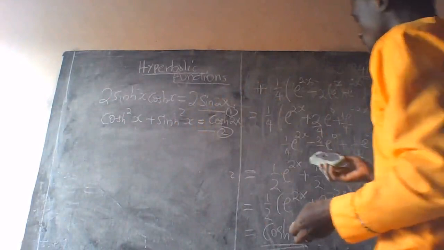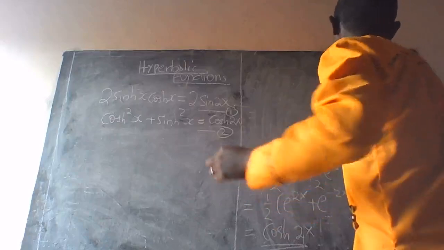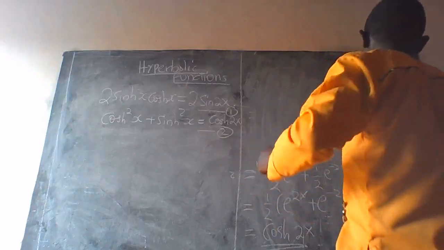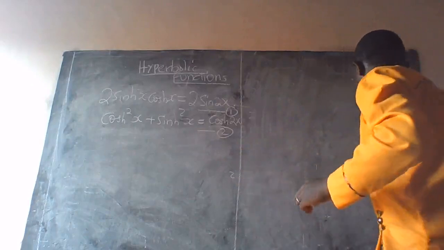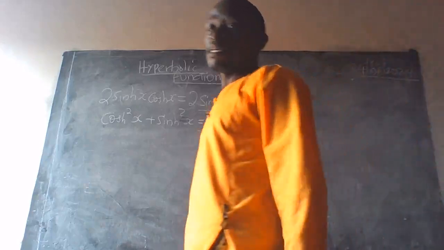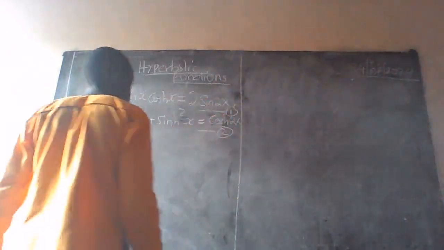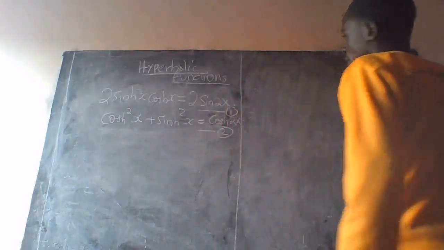Now let's look at another identity and see how that one behaves. We want to see how that one behaves in hyperbolic functions.